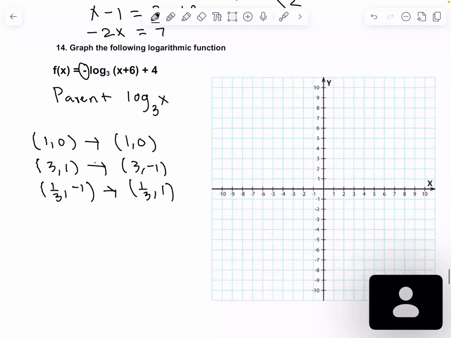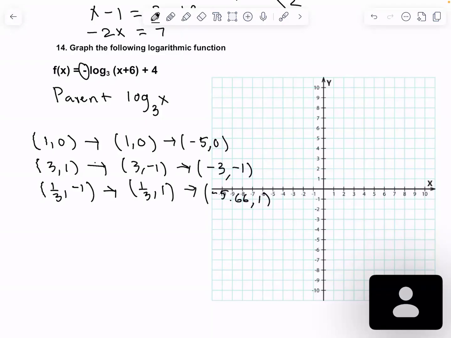Okay, and then we have this 6 inside. It's inside, so it's horizontal, so it's going to change the x's. Remember, horizontal, we always do the opposite. So you're going to take your x's and subtract 6. 3 minus 6 is -3. And 1/3 minus 6, I'm fine with just a decimal, that's fine. So 1/3 minus 6 would be -5.66, comma 1.